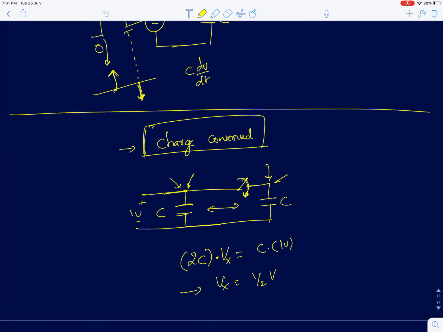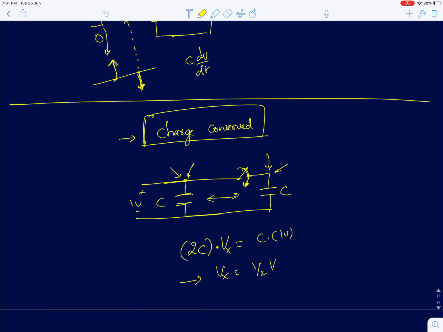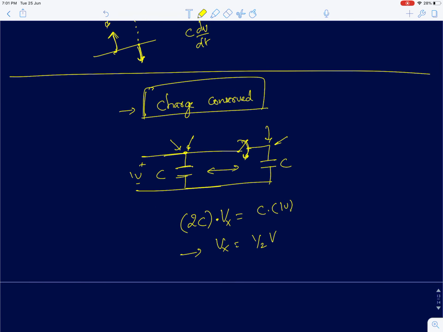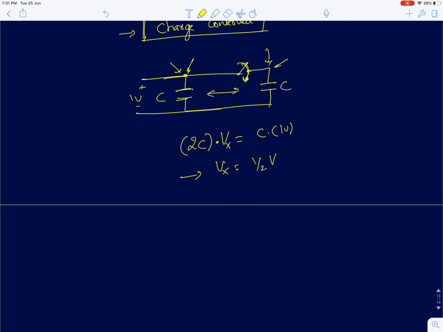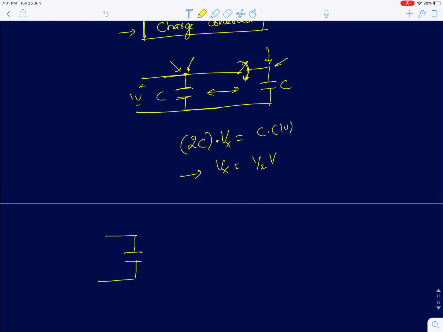Charge is always conserved. And you should also remember energy is also conserved. In all these circuits, energy is conserved and charge is conserved. So using charge conservation we can solve most of the problems. So for example, say you initially store 1 volt across this capacitor.